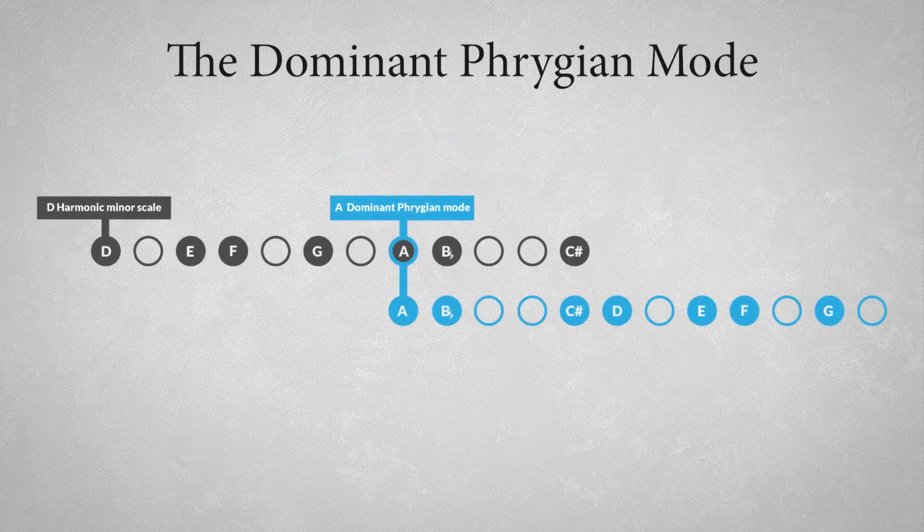Now, the Phrygian dominant scale is the 5th mode of the harmonic minor scale. And to make it easier for you, just think of playing the harmonic minor scale of which the tonic of the dominant chord you wish to improvise over is the 5th note. So, play D harmonic minor over the A dominant 7th chord. The result is an A Phrygian dominant scale.